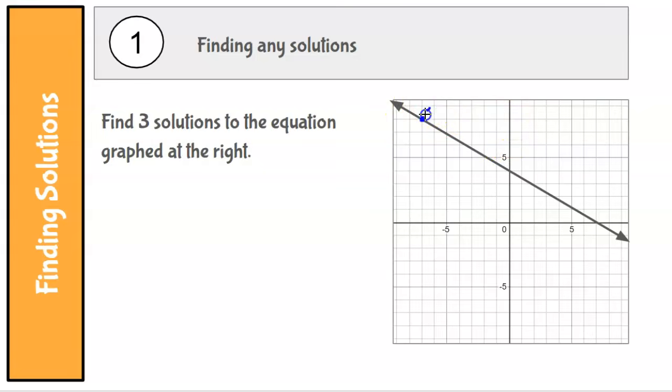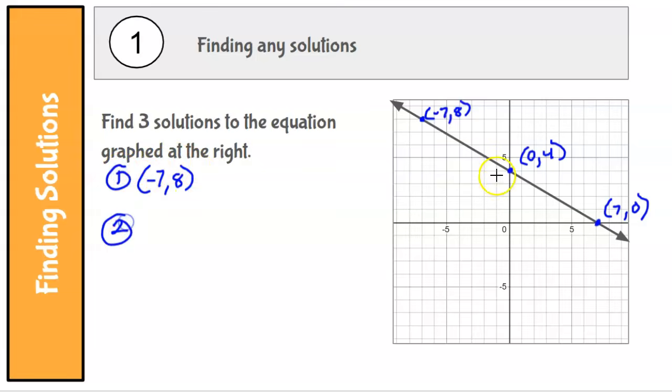6, 7, 8. And it looks like it crosses right here, which is 0, 1, 2, 3, 4. And it looks like it crosses here, which is 7, 0. I've marked here. So 3 solutions would be -7 and 8 is a solution. This is one solution. The second solution that I see is 0, 4. And then the third solution that I see is 7, 0. But these are just 3 of the solutions that I see. And it said find 3. And so I did that.